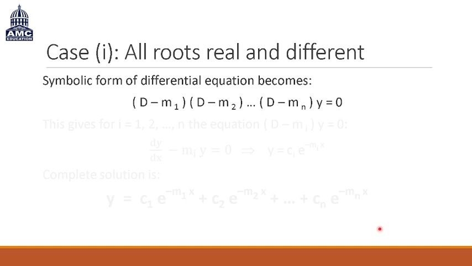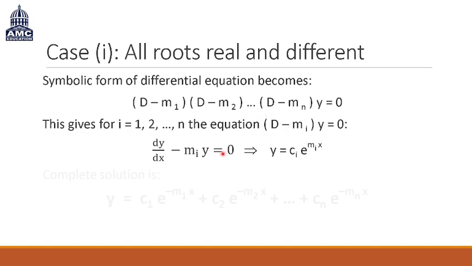So the symbolic form of the differential equation becomes (D minus m1)(D minus m2) and so on up to (D minus mn), multiplied by y, is equal to 0. So the first few terms over here, except the y term, are the factorization of our auxiliary equation, right? For this case, we'll look into the derivation, but for the next cases, we'll not look into the derivation because it is a little out of the scope of this video.